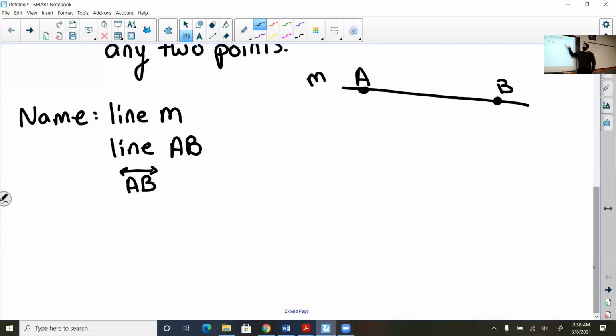So if I had just this, that would be AB, but without the arrows. Since I have the arrows, I need to include the arrows in my name. So I can call this line M. I can call it line AB. I guess I could even call it line BA if I wanted to. And then I could also just write AB with an arrow on either side of the line above that. And I don't really need an example because I already drew one.